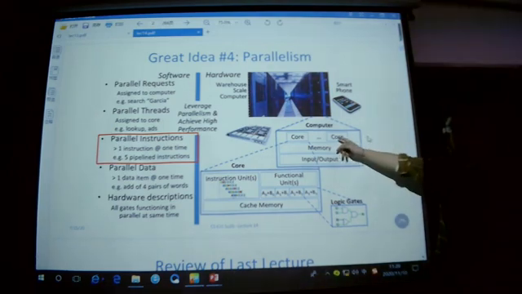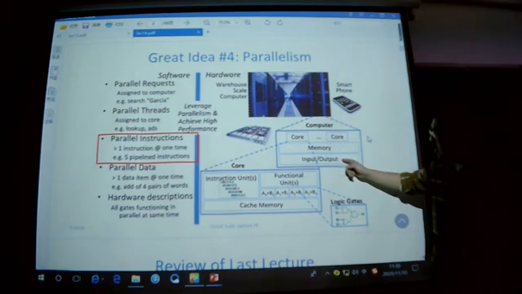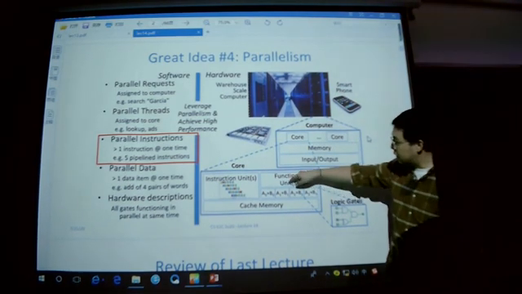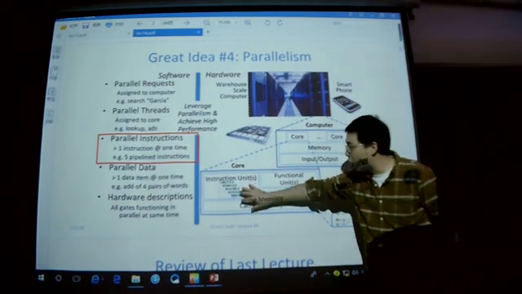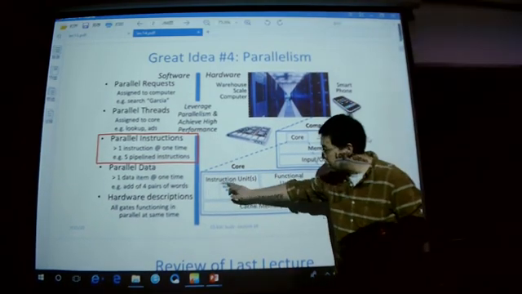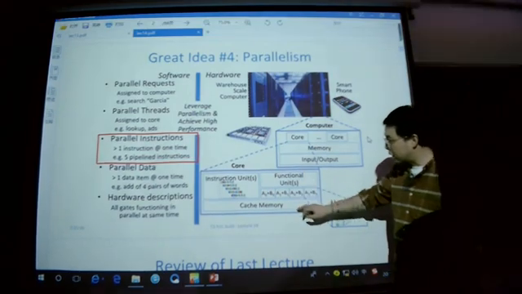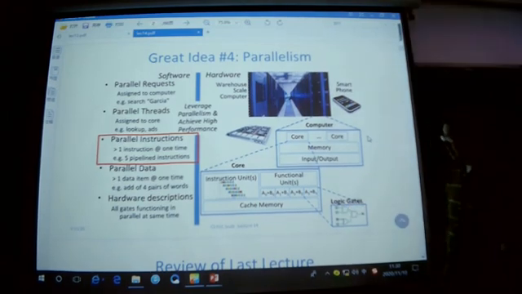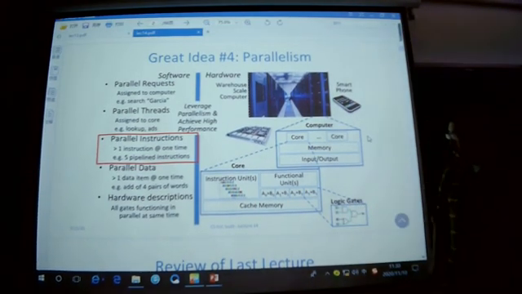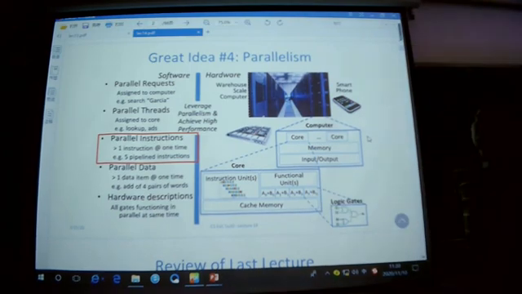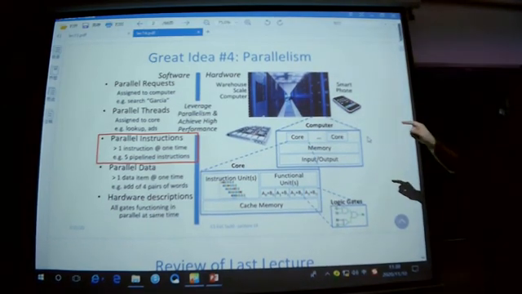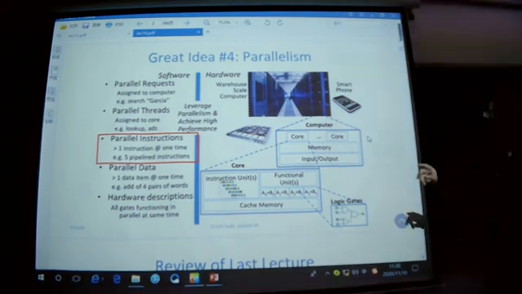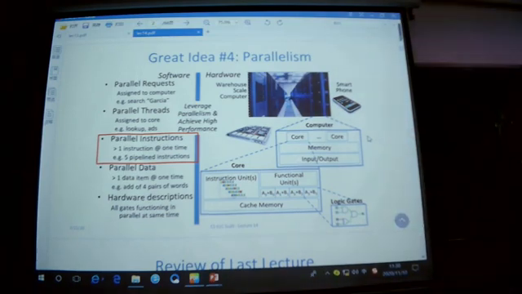So the computer has several cores, memory, input and output. This image is from a core. In cores, you can find the instruction unit, this is pipeline, the function unit, and the cache memory. This is logic gates. So we can use logic gates to describe the following. So parallel instruction is one instruction, one time. For example, the 5-stage pipeline instruction is a popular example.